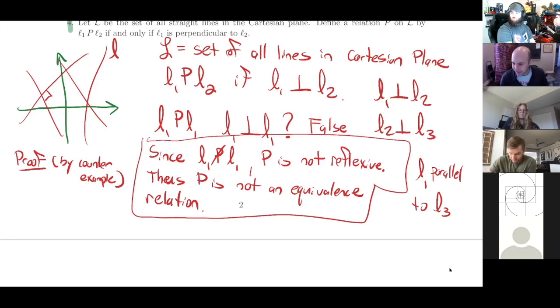No, you're good. I was asking, if instead of being perpendicular, L1 were parallel, in that case the reflexive property will hold? Yeah, that's a good point. If we thought about the parallel property, that would be an equivalence relation. A line would be parallel to itself, and if line 1 is parallel to line 2, then line 2 is parallel to line 1, and the transitive property would work out in that case. Yep. Okay, thank you.